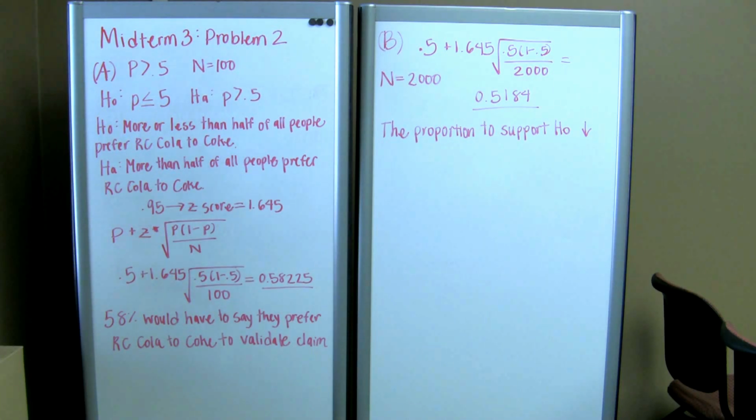So what I did was I created a null and alternative hypothesis to reflect that. My null hypothesis was that the proportion needed to be less than or equal to 0.5, which is half of the population. And so my alternative hypothesis reflected the opposite, that the proportion was greater than 0.5. In terms, basically, the null hypothesis states that half or less than half of all the people in the study prefer RC Cola to Coke. And the alternative hypothesis states that more than half of all people prefer RC Cola to Coke.